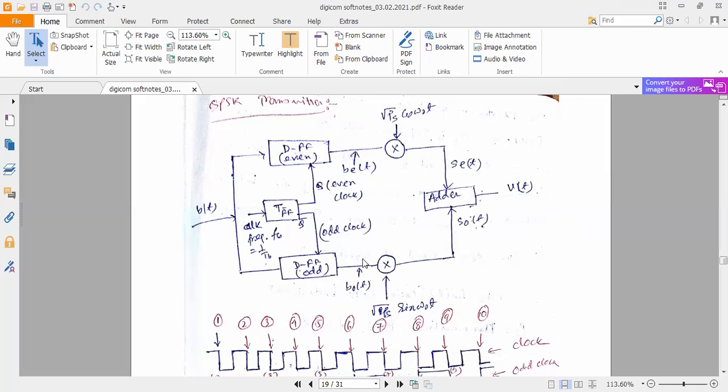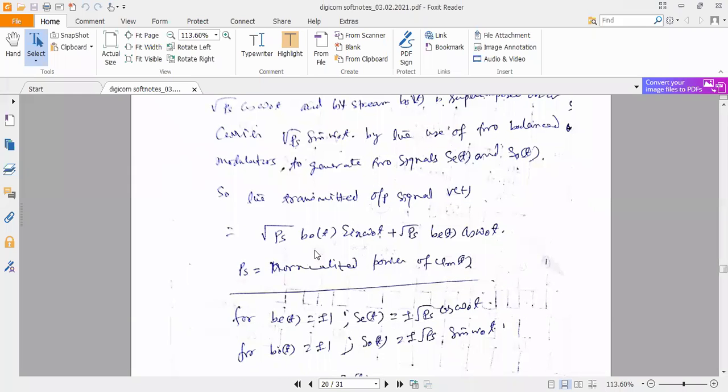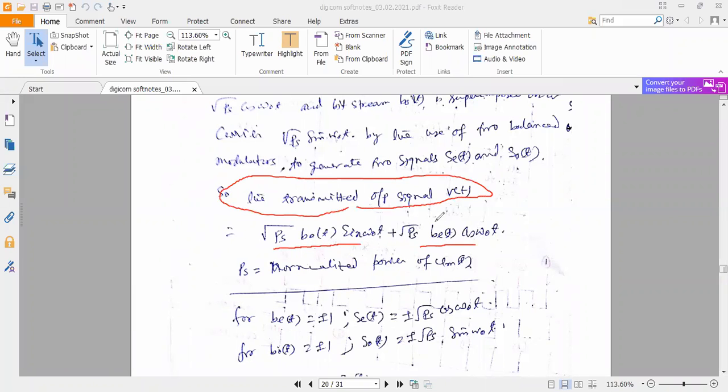Now go for the transmitted signal. See, this is your transmitted signal, as I mentioned, VT. VT is your transmitted signal, which is nothing but the sum of even bits and odd bits. This term is for your even bits, this is for your odd bits, the summation of that. And Ps is the normalized power of the input signal.